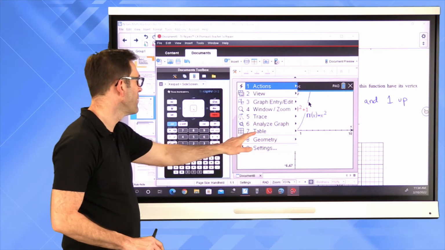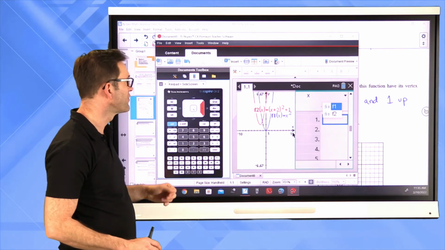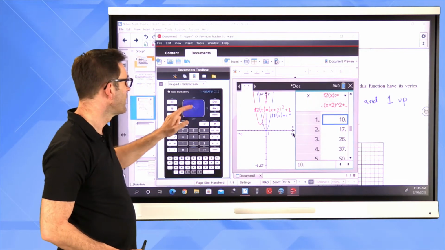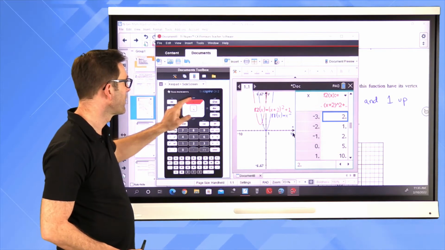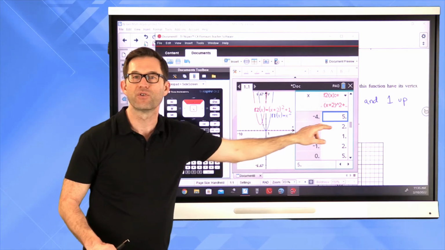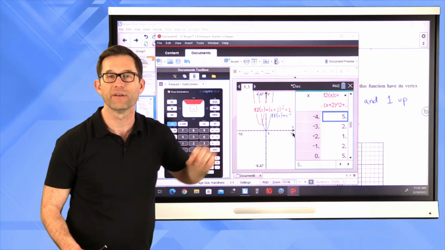I'm going to go into my menu. I'm going to grab my table of values. I need it not for F1, but for F2. Thank you, calculator, for asking me again about that. All right, I'm going to just go up a little bit so that I can figure out some nice points here. So I'll have negative 4, 5, negative 3, 2, negative 2, 1, negative 1, 2, 0, 5, etc.